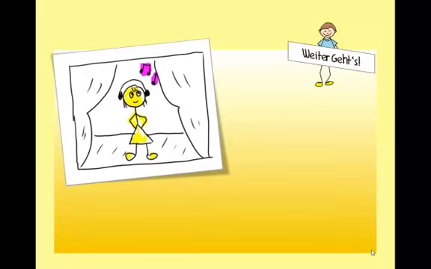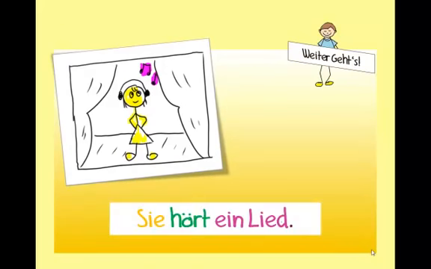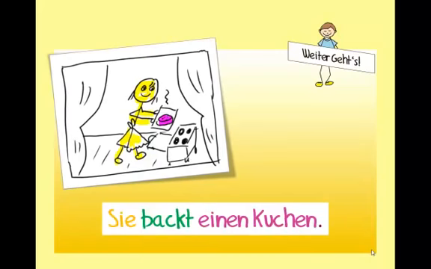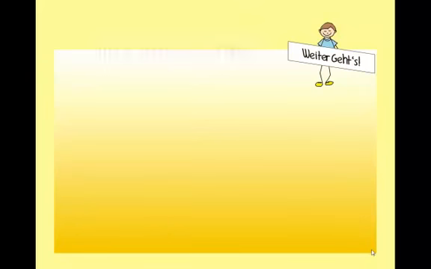How about this next picture? Who is listening? A subject. What is she listening to? Our direct object. And a third example. Who's baking? Our subject. What is she baking? Our direct object. Now let's look at all three at once.